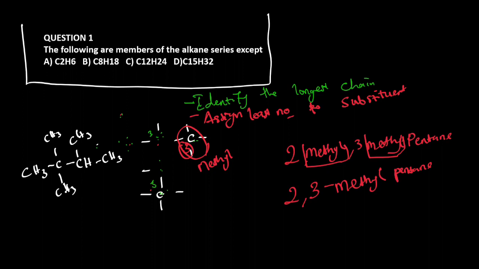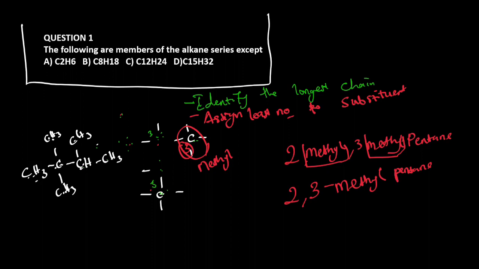Yeah, let's try it. So first of all, identify the longest chain. 1, 2, 3, 4. That's nice. 1, 2, 3. Nah. 1, 2, 3, 4. Still the same thing. 1, 2, 3. No. So the longest chain is from here to here. It's as simple as that. Okay. So what do we do next? Assign the least number, right?